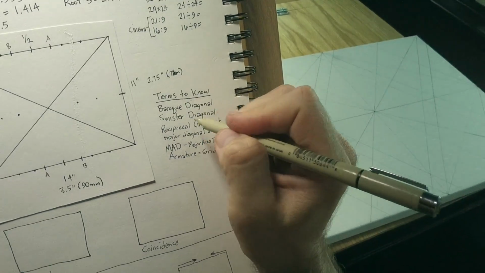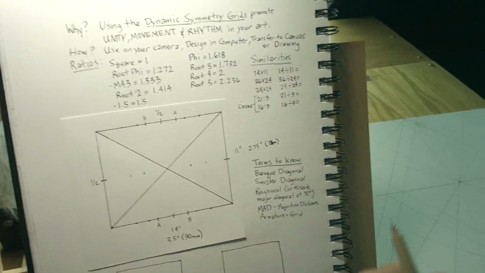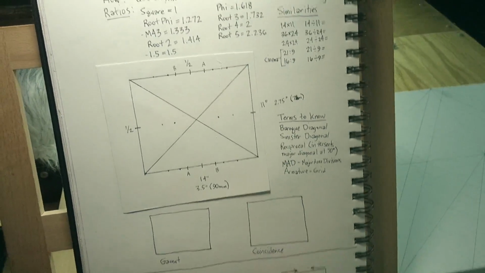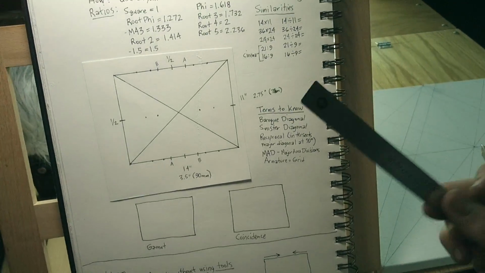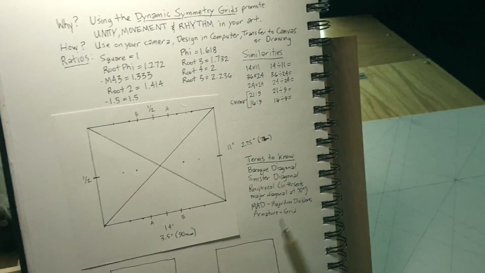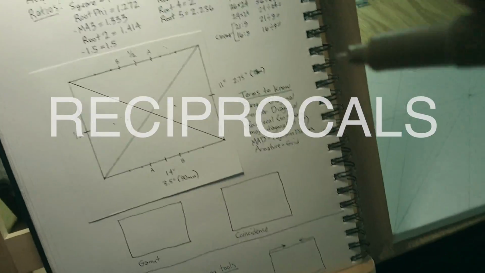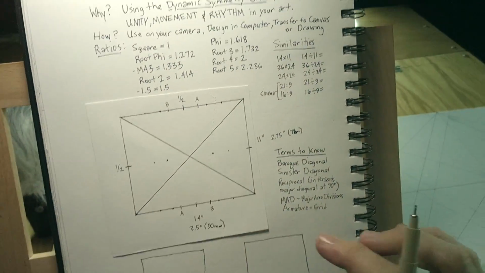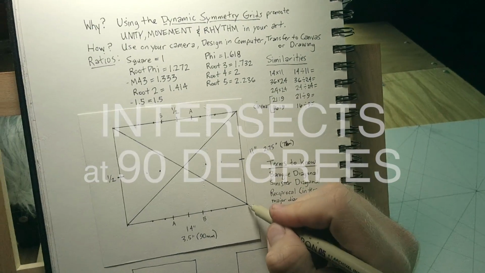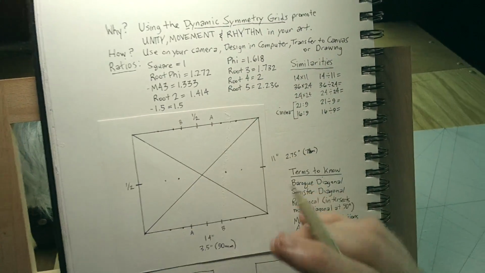So I've got these terms here just to give you a reminder, and I'm going to have this scanned and available for anybody that wants to download it for free off my site. So we've got the Baroque and the sinister diagonal. Now we have to do the reciprocals, and we have 4 reciprocals, and the reciprocals intersect each diagonal at 90 degrees, and it runs from each corner, so that's why there's 4 of them.